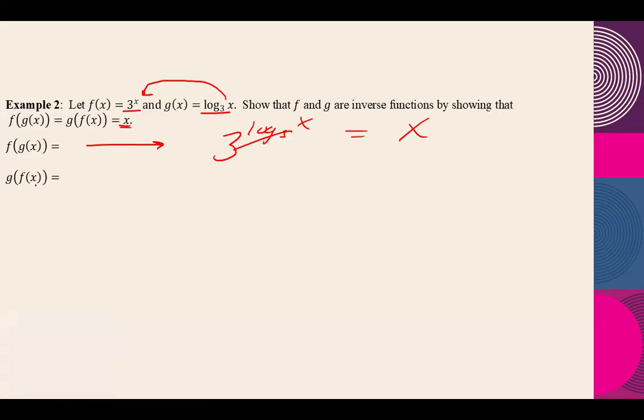The second one, I am plugging f of x into g of x. So that means I'm taking this guy and plugging it into x. So this is going to lead me to log base 3 of 3 to the x. Again, log properties. If the base of the log and the base of the exponent are the same, what is going to happen? Cancel out, and bam, they equal x.